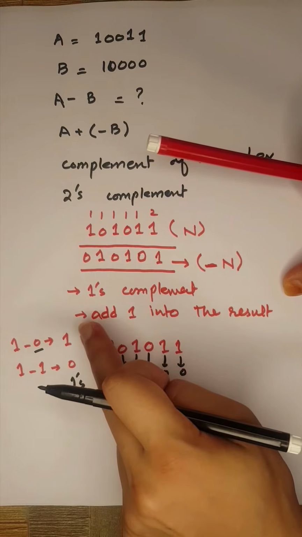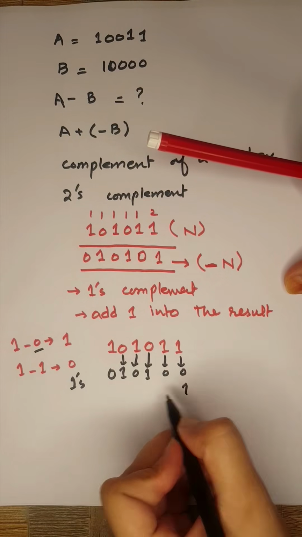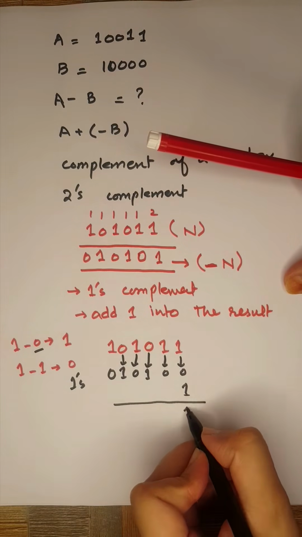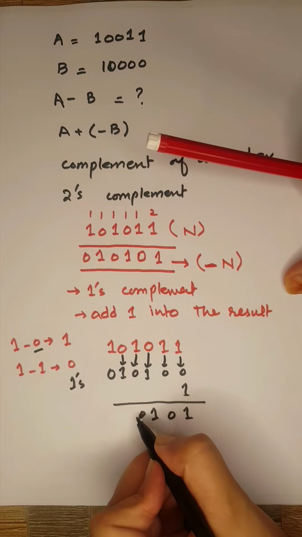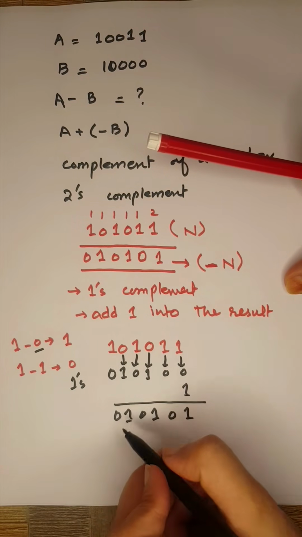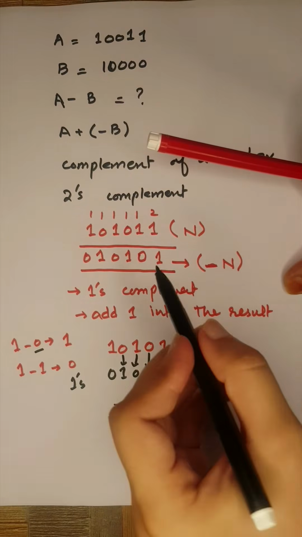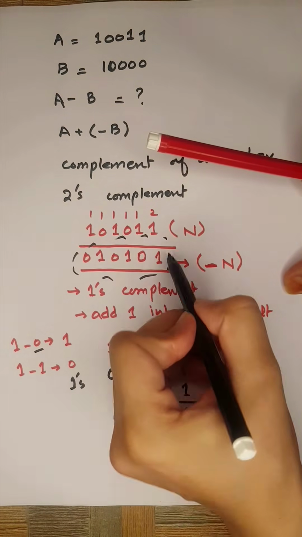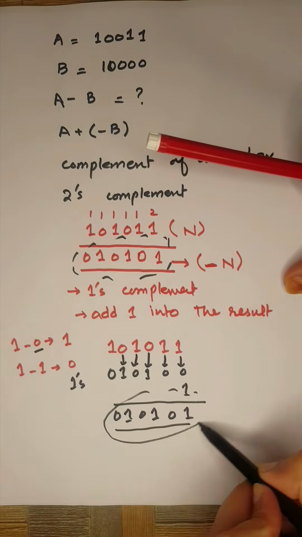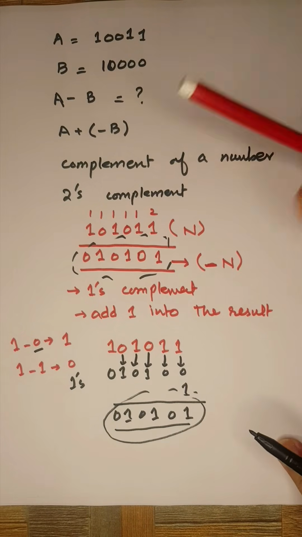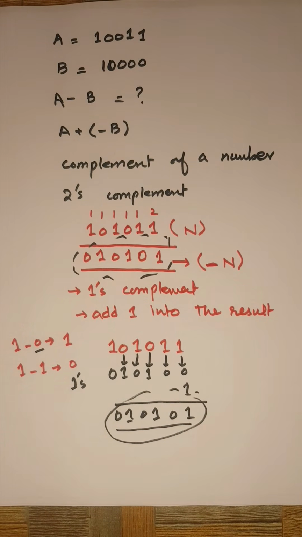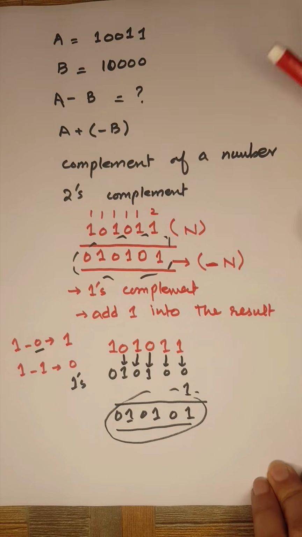The next step is to add 1 to the result. This is equal to 1, then 0 1 0 1 and 0, and you can see both these results are the same. Fine. So there are two ways to find the negative of a number. The first one is by taking the 2's complement, and the second one is to take the 1's complement and add 1.